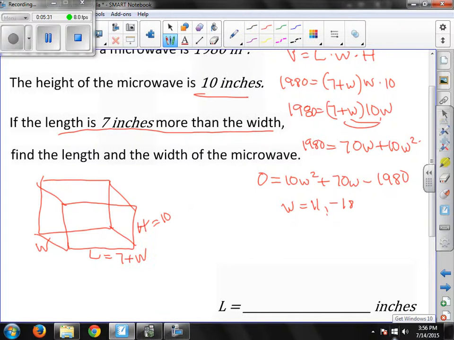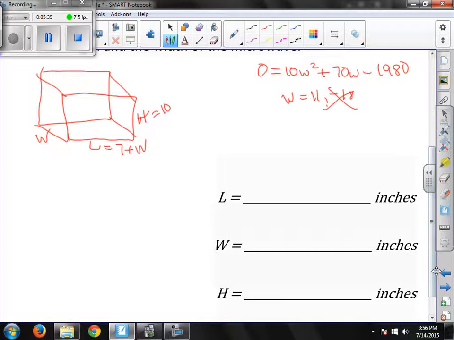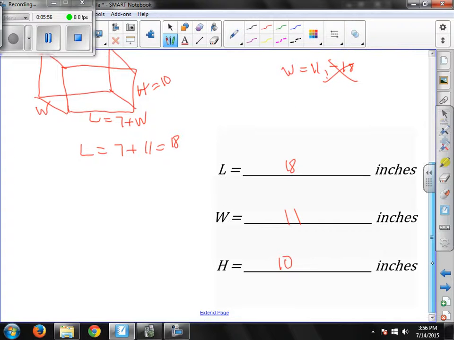Well, once again, width is a real live dimension, so a negative dimension does not make sense. So I am told that my width must be 11. My height was given as 10, so we need to calculate L. It'd be 7 plus 11 or 18. Those are the dimensions of our microwave.